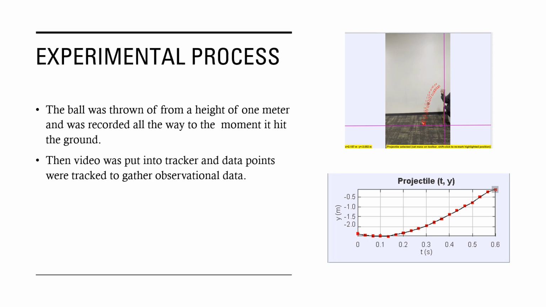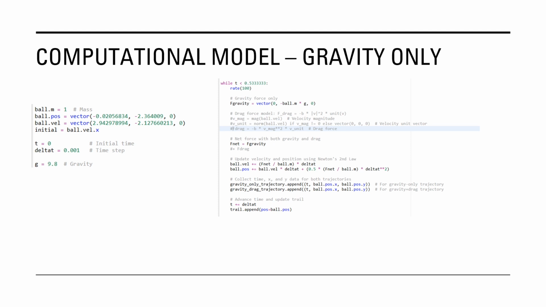Now, when it comes to the computational model with gravity only, our initialization factors are: the ball's mass is 1, the position vectors taken from the original observational data that we had, and then velocity was calculated using the observational data. We have our time step to be 0.001 to be much more accurate than our observational data, and we have g equal to 9.8.